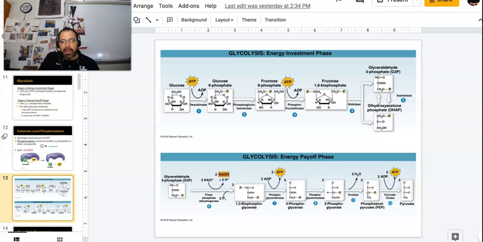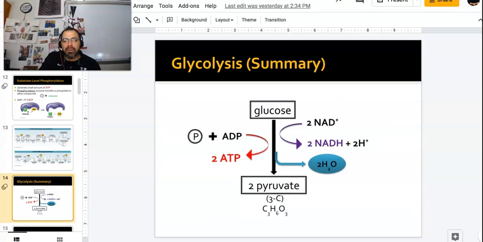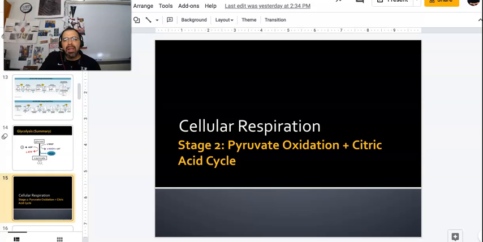So here is just an image, excuse me, to show the energy investment phase and the energy payoff phase. So there's our summary. Glucose, we got some ATP being produced, we have NADH, and we have some water, but essentially that glucose will be converted into pyruvate. So it's about stage 2, pyruvate oxidation in the citric acid cycle.